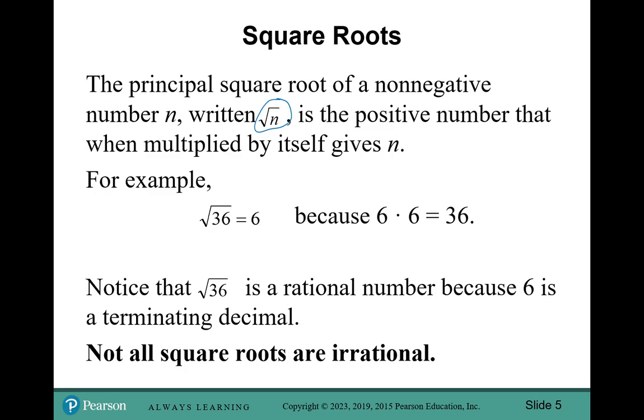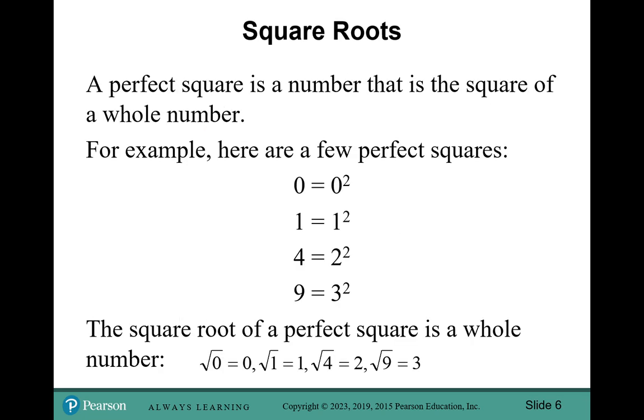However, not all square roots are irrational. There are square roots that are irrational and there are square roots that are rational. So let's look at it. A perfect square is a number that is the square of a whole number. For example, here are a few perfect squares.